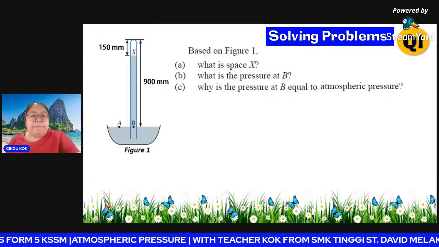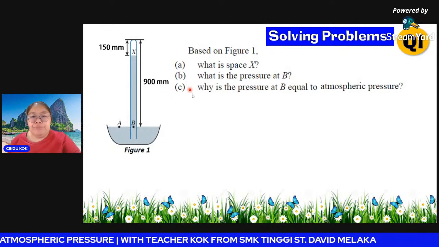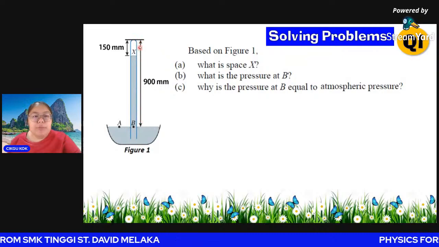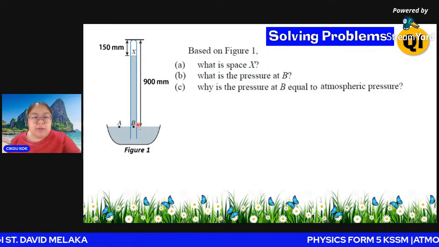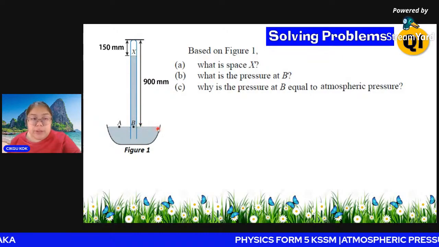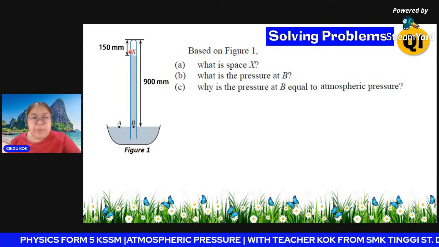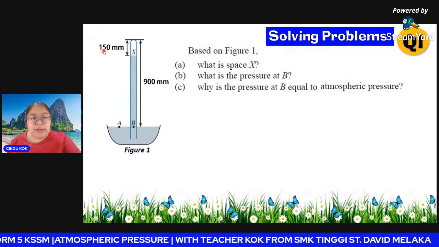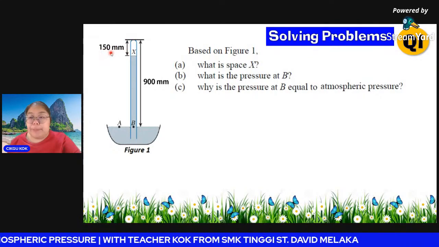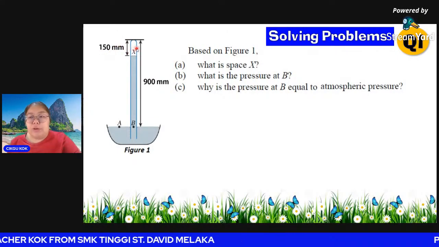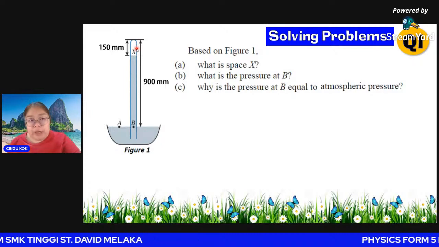This one is a mercury barometer. They show you the diagram like this. This one is from the top until the surface of the mercury, that's 900 millimeter. After that, at the top, there's a part of vacuum, that one is 150 millimeter. If the question never mentioned what is inside, we just assume inside is a vacuum.